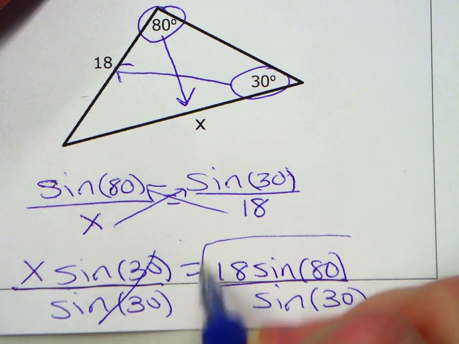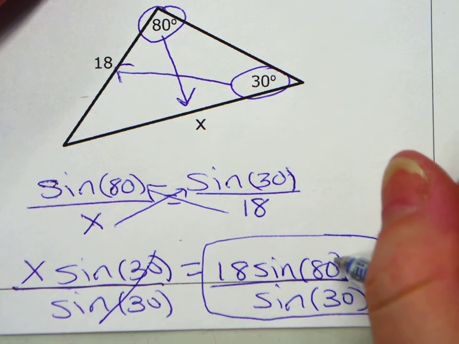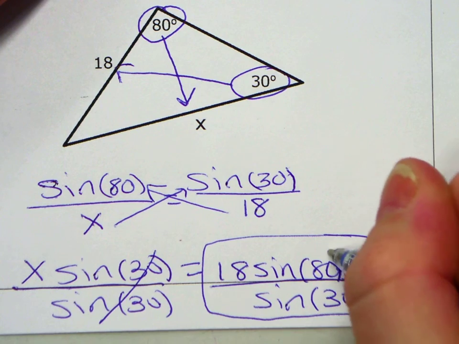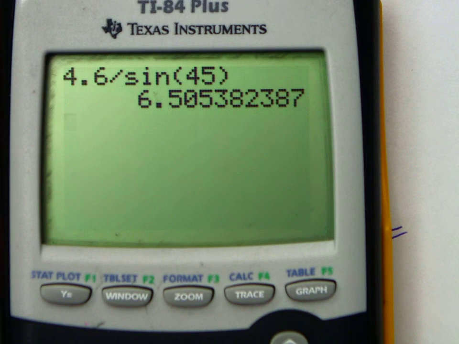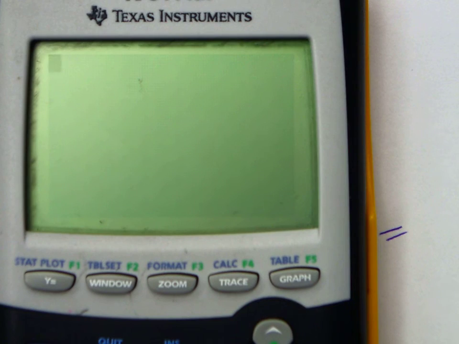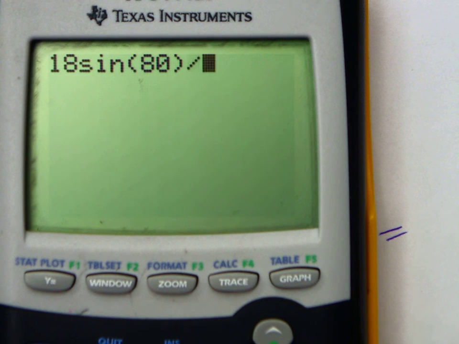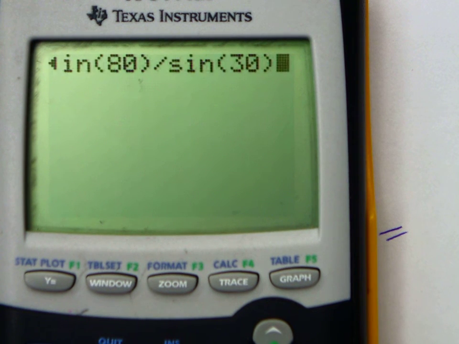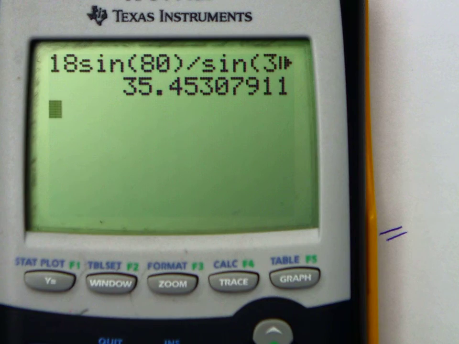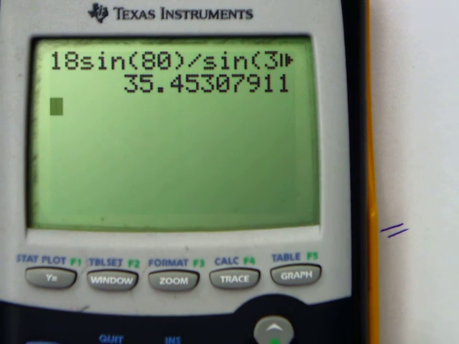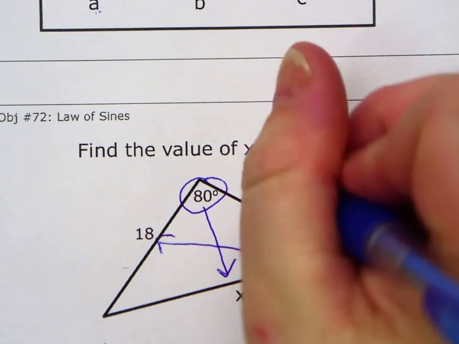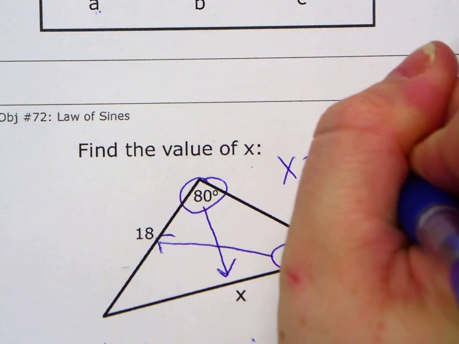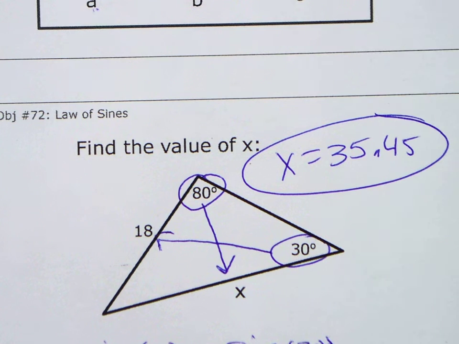We're going to put this entire thing in the calculator. Make sure when you put in the calculator, you have to close that 80. Okay? So we get x equals, let's see. What was it? 18 sine of 80. Close it. Then divide by sine of 30. 35.45. And that's the answer. X equals 35.45. And we're done. That's it.